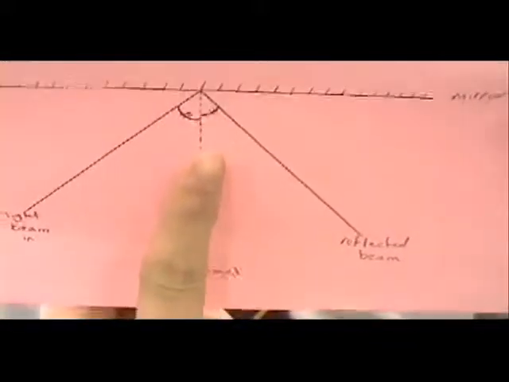This is called the law of reflection. This shows how the light reflects on the same angle. So this angle is the same as this angle.